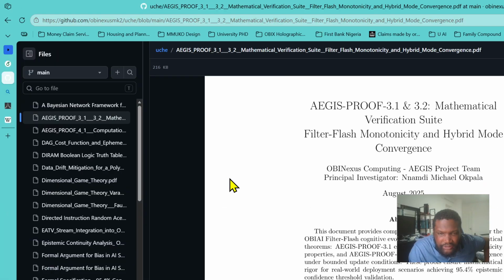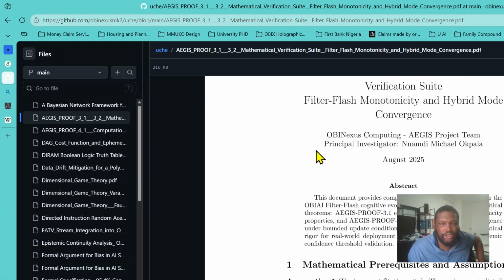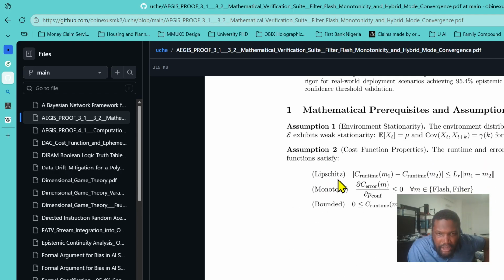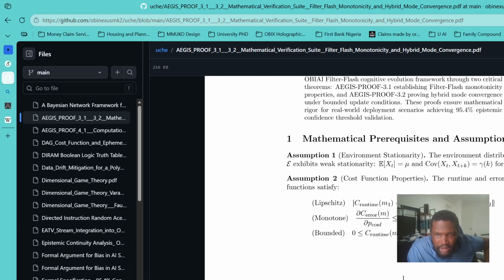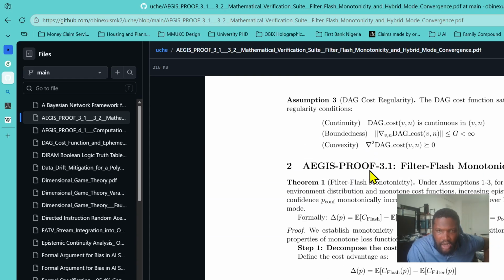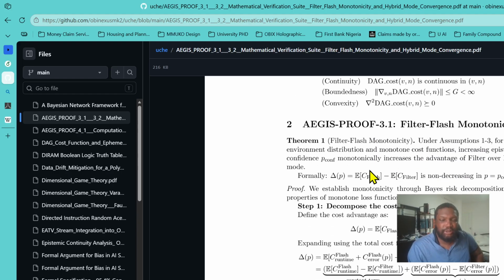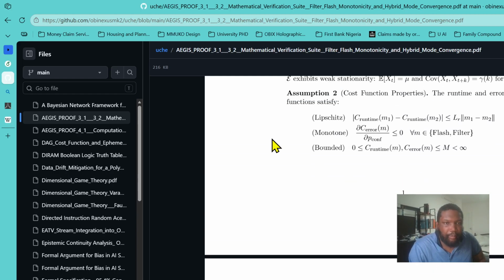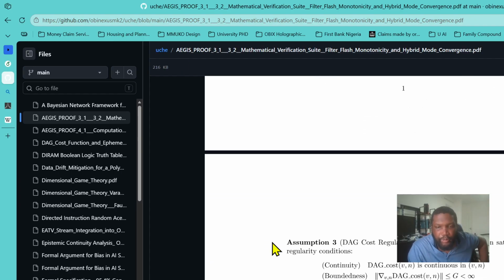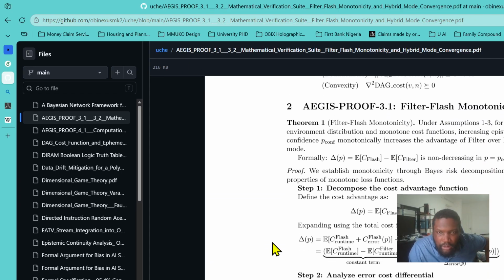That represents the filter flash monotone and hybrid mode convergence. You're going to have the monotone, the bounded. So you're going to have the cost function properties, the runtime cost, error cost stability, environment stationarity. This is basically the proof of the AI system. This is 3.1. You got 3.1, you got 4.1. I need someone to see 3.1.